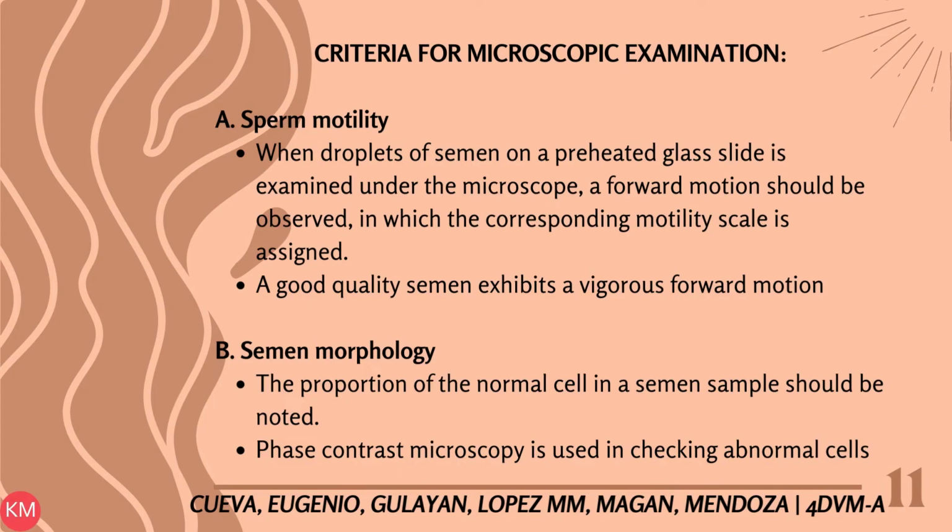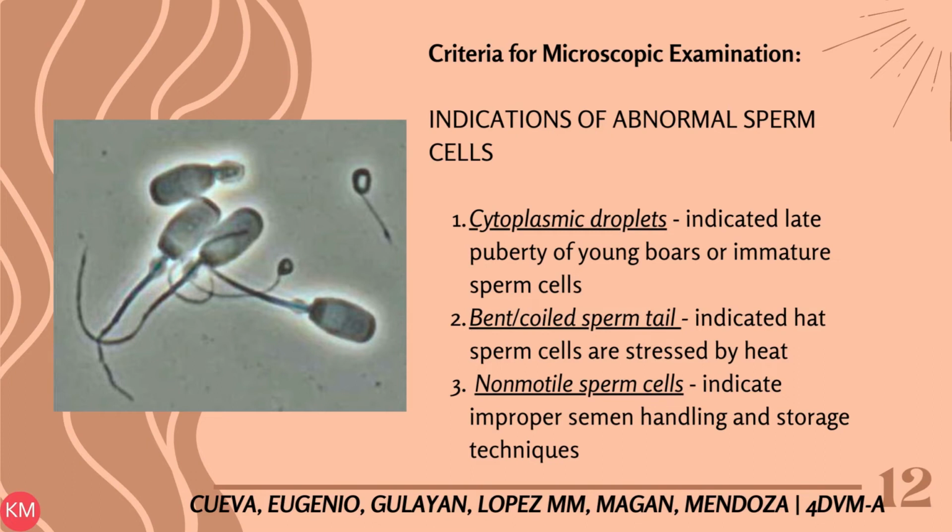Second, semen morphology. The proportion of normal cells in the semen sample should be noted, and phase contrast microscopy is used in checking abnormal cells. Here are the indications of abnormal sperm cells. First, the presence of cytoplasmic droplets. This indicates the late puberty of young boars or immature sperm cells.